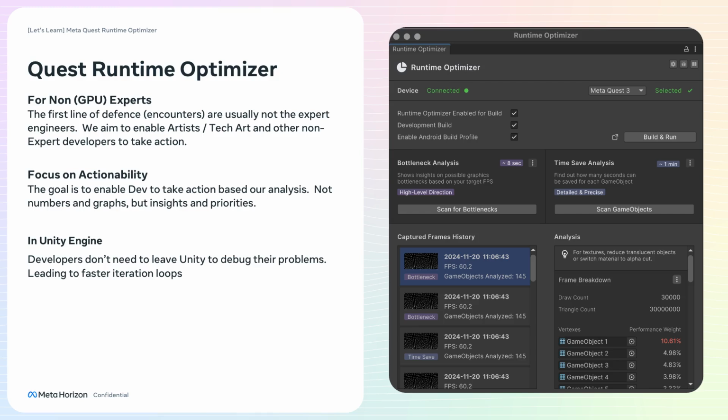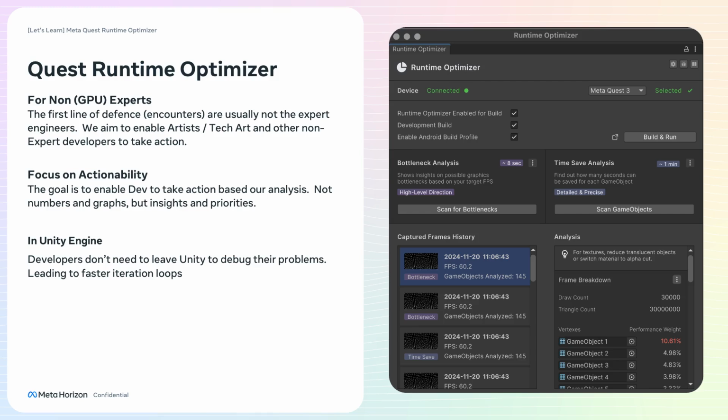Part of the motivation of bringing Runtime Optimizer into Unity was to increase and speed up the developer iteration loop. So there are great tools like Perfetto and RenderDoc that we support, but normally they require, first of all, a high degree of expertise, and also require you to leave the Unity engine, which, as we've noted through UXR sessions and whatnot, we've heard from you that we want tools that are inside of the engine, and not leaving Unity is important.